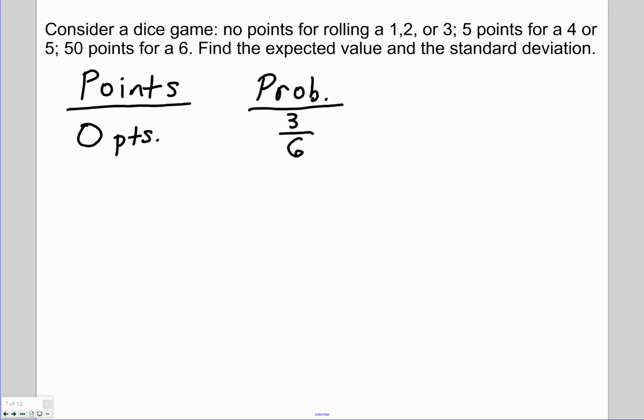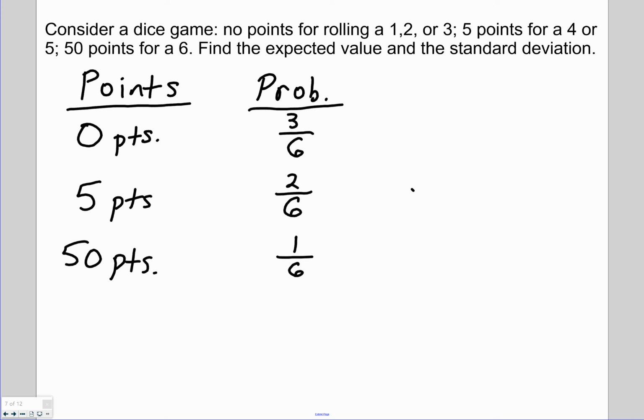What's the next number of points I could receive? 5 points. And that's for a 4 or a 5. So what's going to be my probability of getting 5 points? 2 out of 6. And again, if you'd like to simplify, that's fine. And finally, 50 points. Well, that's just for getting a 6. What's the likelihood of getting a 6? 1 out of 6. Very good.